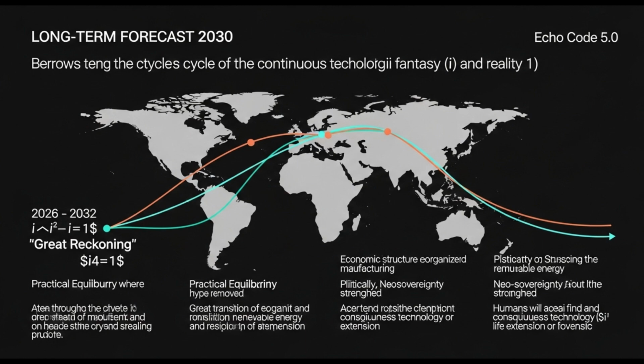The continued incremental extension of health span. Maybe getting that extra 10, 20 years of healthy, active life becomes mainstream for many, reducing the burden of geriatric diseases. Still a massive achievement. But the sources flag a huge risk with this one specifically. A massive risk, extreme inequality.